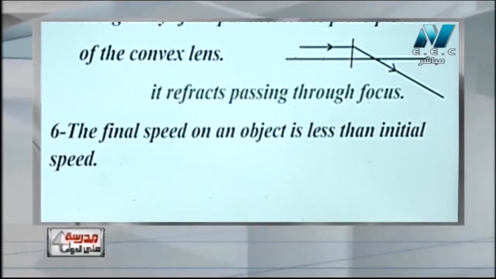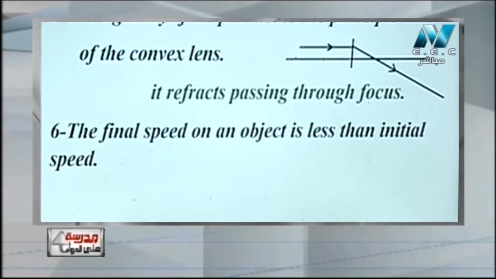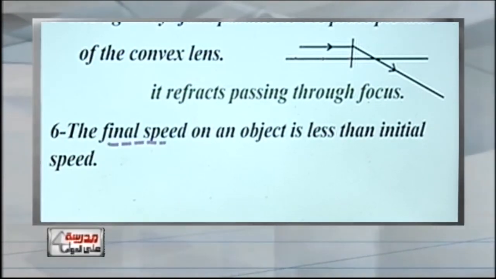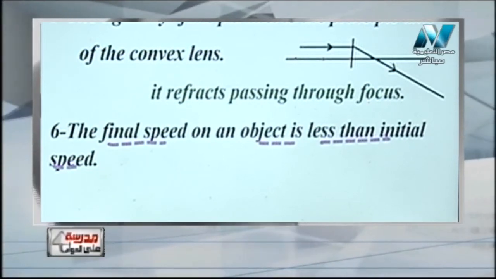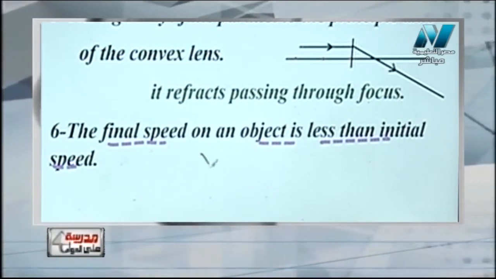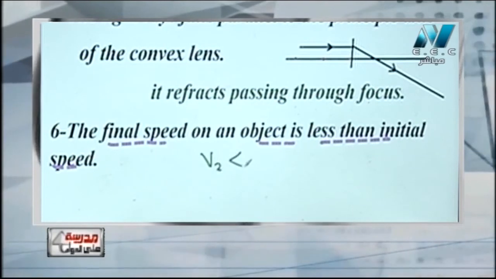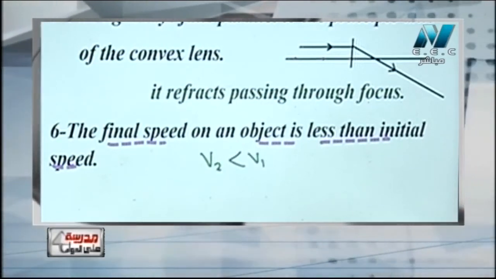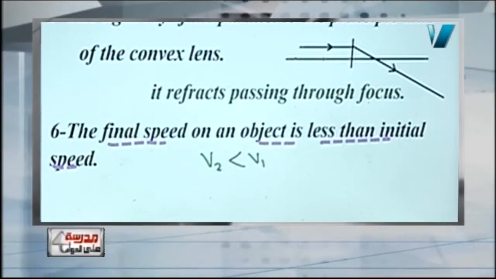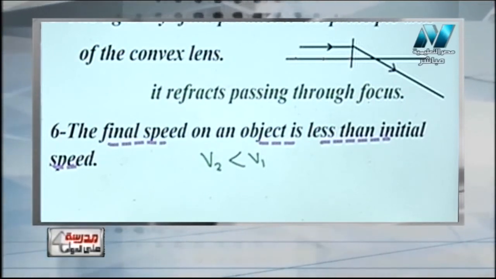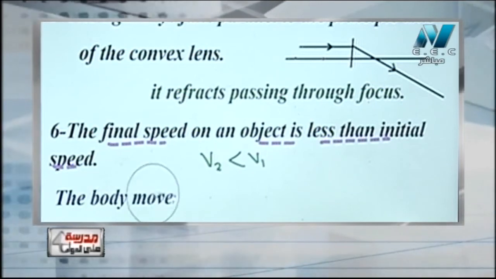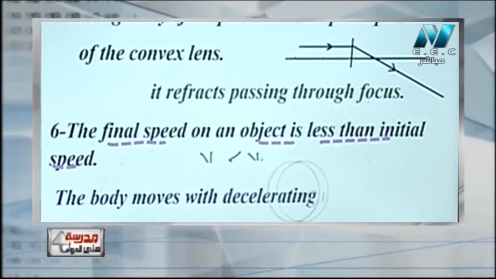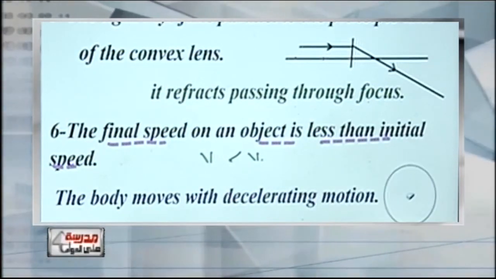Last question. Here the final speed of an object is less than the initial speed, as we have V2 less than V1. So the object has acceleration, because we have a change in speed in this case. So the body moves with decelerating motion or negative acceleration.